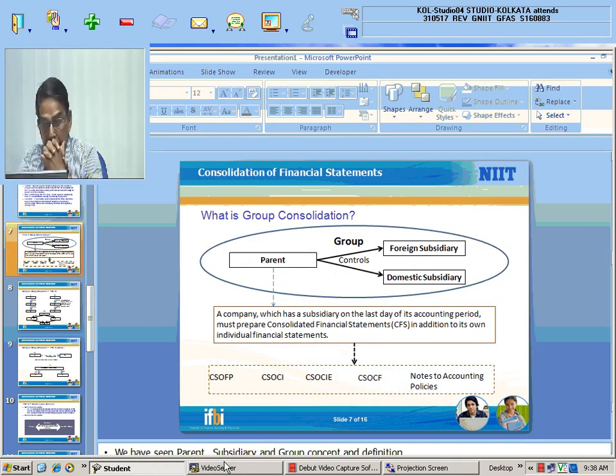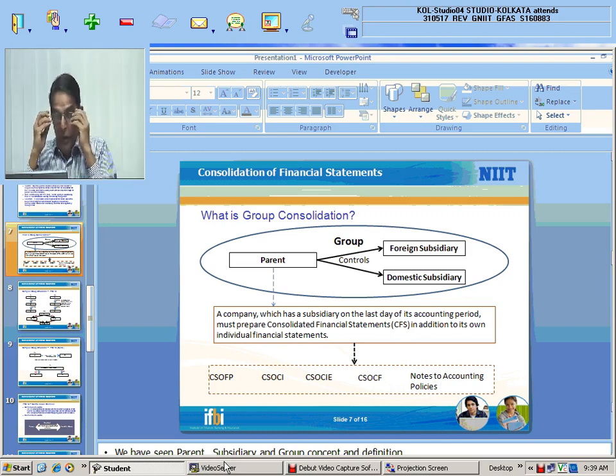So what is a group consolidation? We have a parent company which controls some foreign subsidiaries and some domestic subsidiaries. The totality of this parent along with the foreign subsidiaries and the domestic subsidiaries actually comprises a group. Like there are various groups around us, groups of companies like the Reliance group of companies, the Aditya Birla group of companies. So there are various groups of companies in India also.